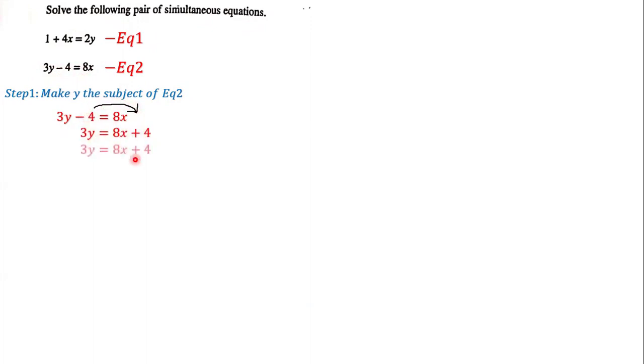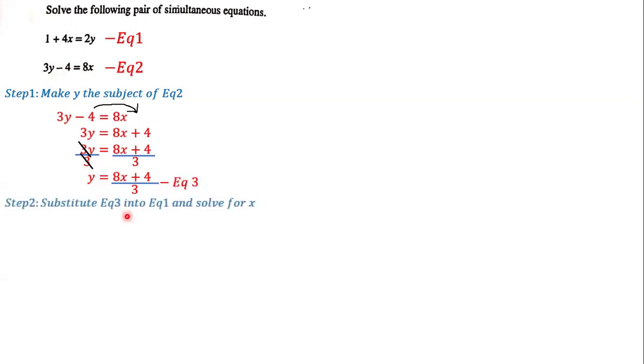The next thing we're going to do is divide both sides of this equation by 3. And so we end up canceling out this 3 with that 3. And so we have that y is equal to 8x plus 4 all over 3. And we're going to call this equation 3. The next thing we're going to do is take equation 3 and substitute it into equation 1 and then solve for x.